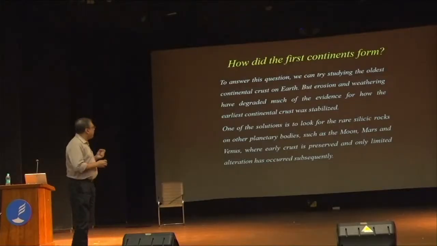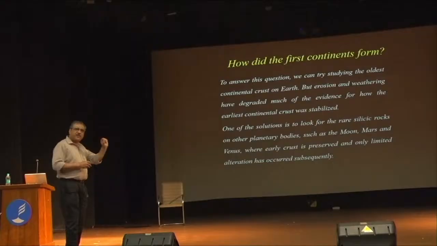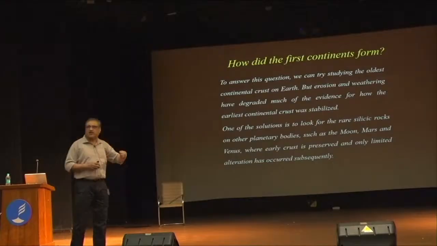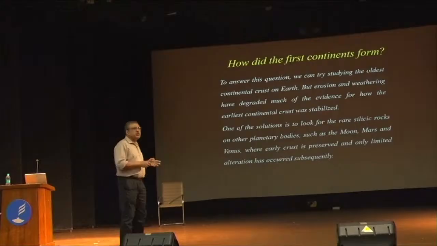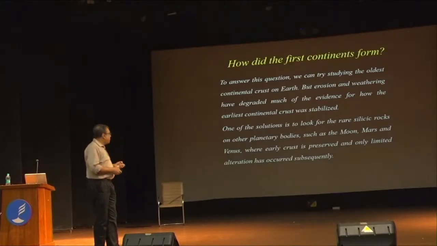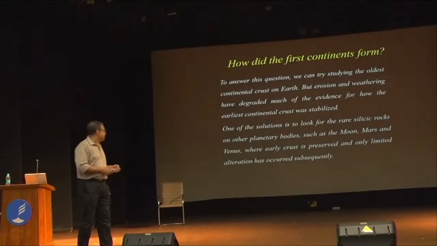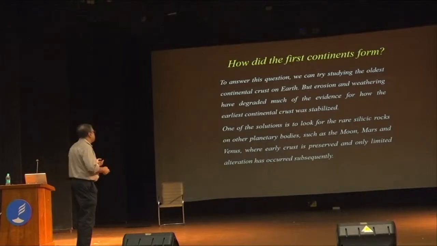So we need to understand how the first little bit of continental crust must have formed on Earth. But the problem is the Earth's surface is so very dynamic that weathering and erosion over ages has really degraded the earliest continental crust. So we can see evidence for it, but we may not actually be seeing the oldest bit of continent that was produced on Earth. On a dynamic planet, it's never going to be possible to see that.